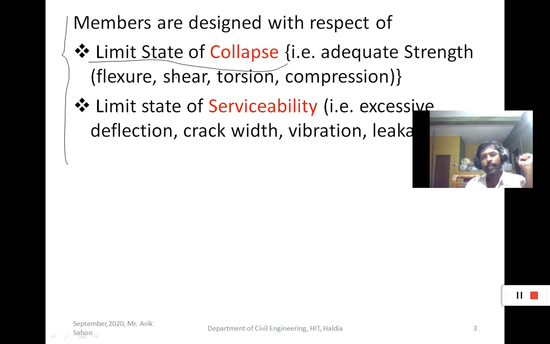If I design a member under flexure, shear or torsion, the torsional strength should be more than the applied force, the applied stress. So the strength should be adequate. That's why when we design the members, we check the member with respect to the limit state of collapse, whether the member fulfills the limit state of collapse or not.